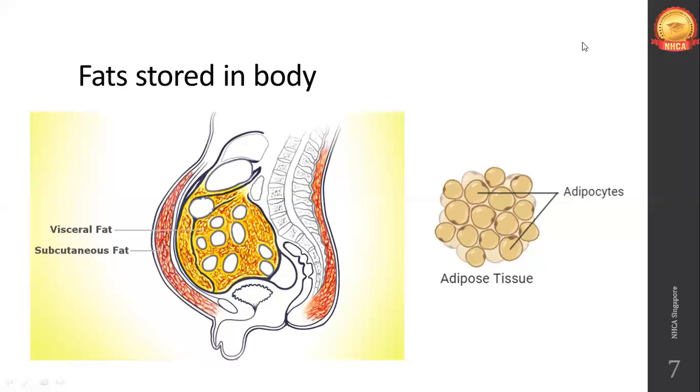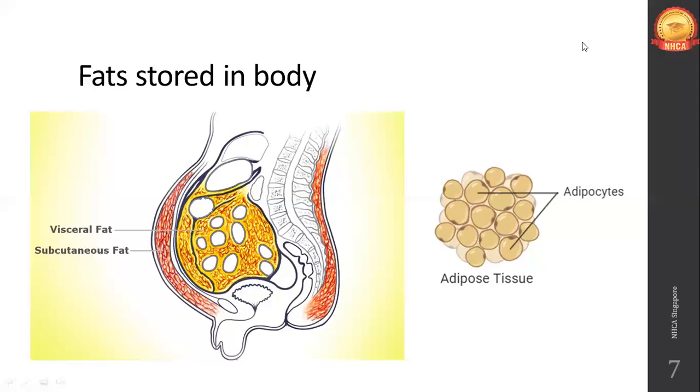In the subcutaneous layer, there's lots of adipose tissue, lots of fat deposits that act like a protector as well as a heat regulator and insulator for your body. It traps the heat within the body, not allowing it to escape. This is what keeps you warm. So that's subcutaneous fat.